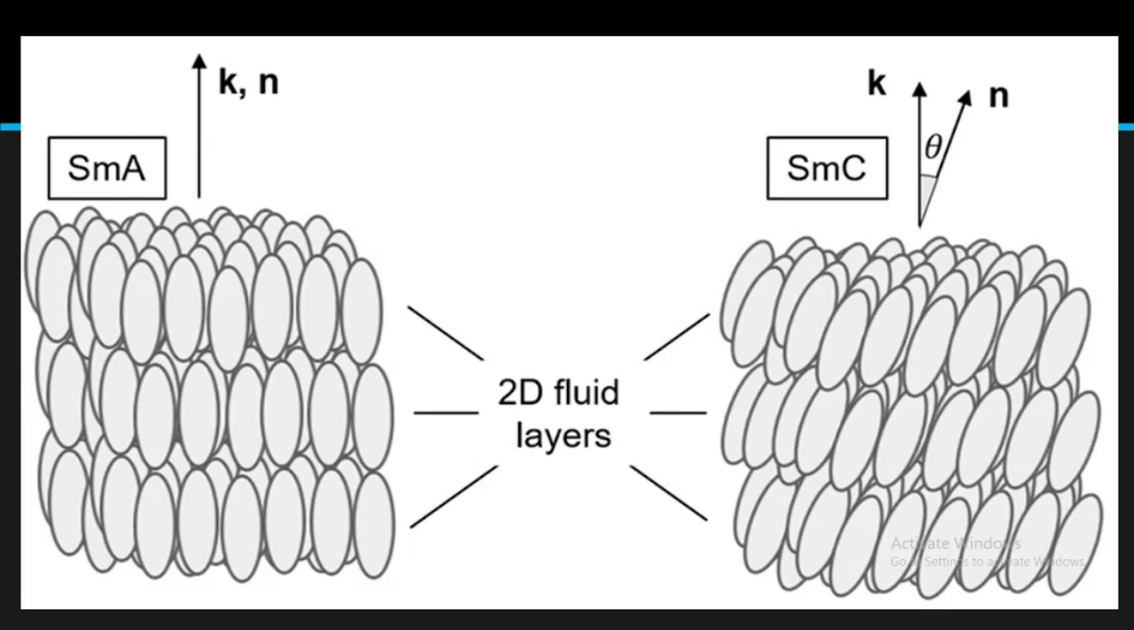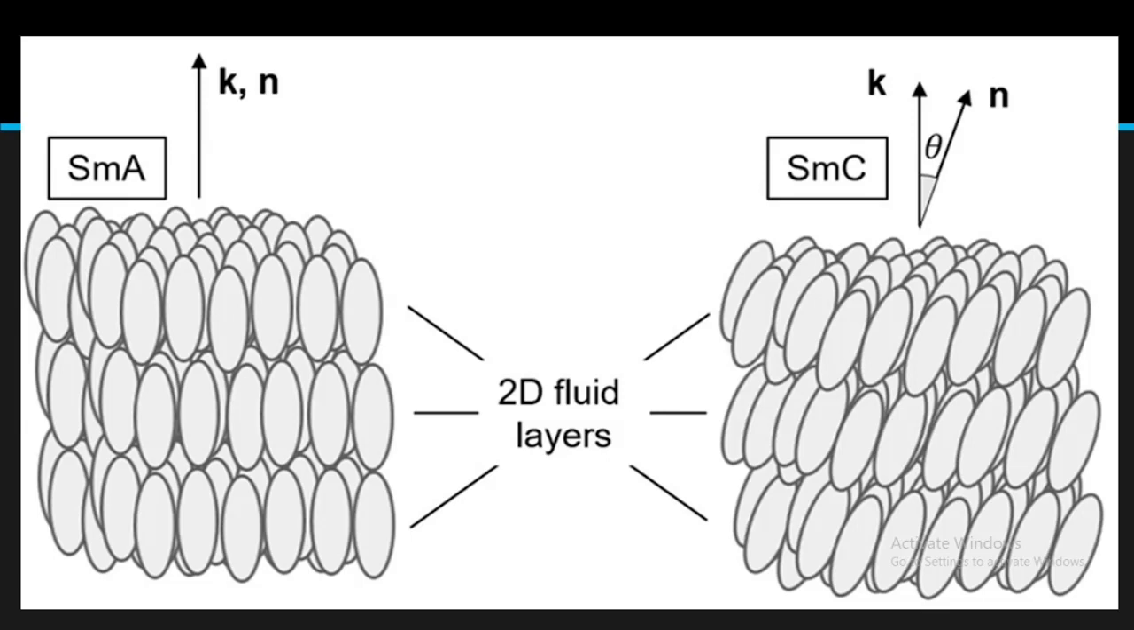Whatever we have explained, this just sums it all up. Okay, the first one is smectic A. See, the molecules are arranged in the direction of the director n. The smectic A layers and the director are perpendicular also. Simple, right?